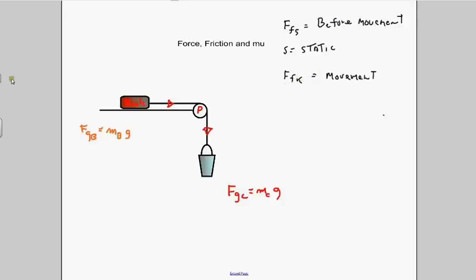And what we're going to be using is only this one over here. This is the one we care about for today, the force of friction static. What's going to cause this thing to move? And from that, we're going to develop the mu, which is the coefficient of friction.